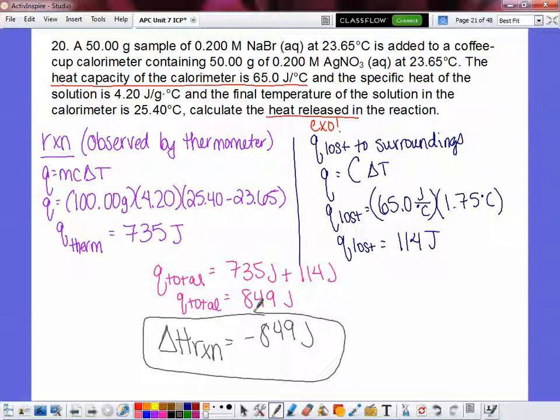Exactly, when you are measuring the temperature change with a thermometer of a reaction or of a process, you're always going to flip the sign at the end because the thermometer is not part of the system. Okay?